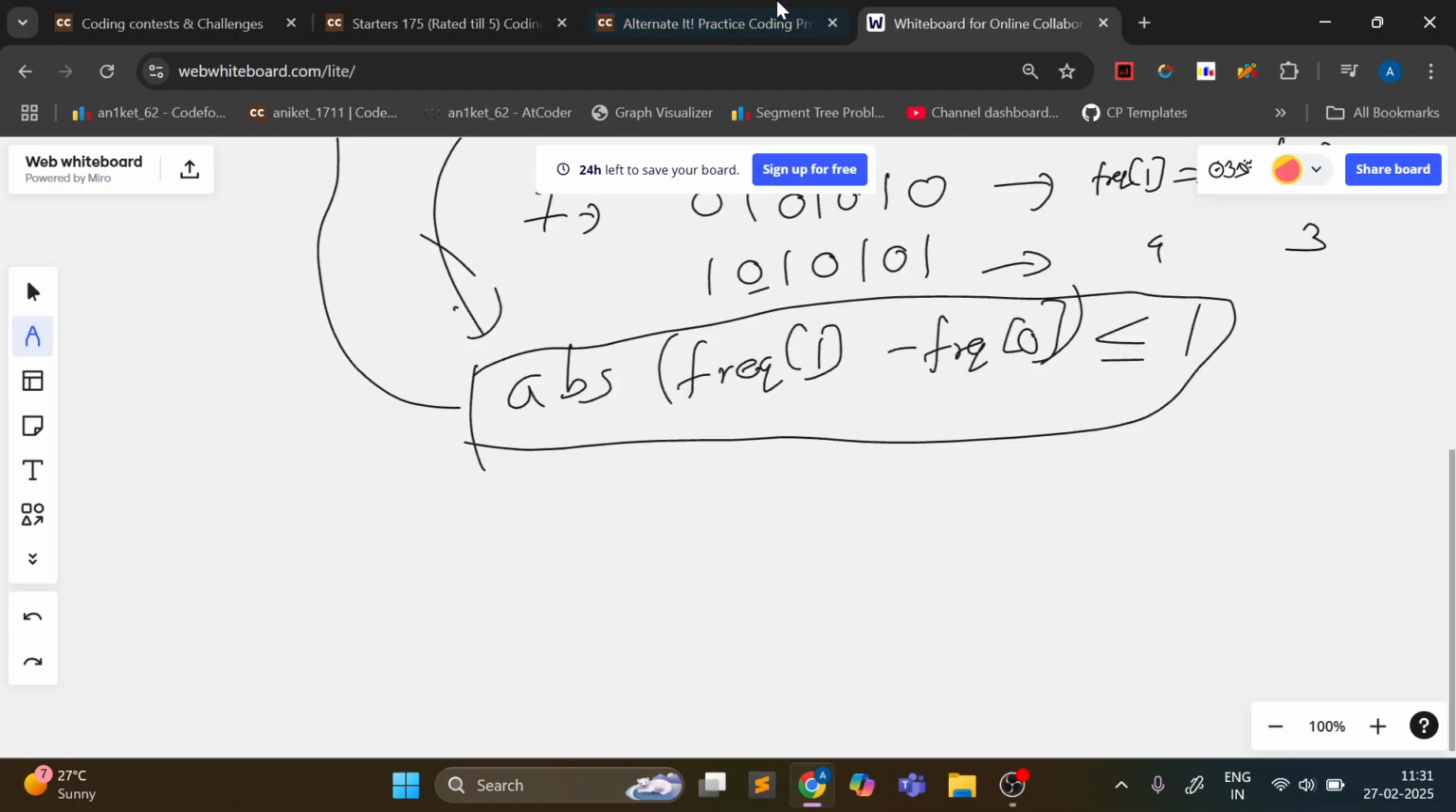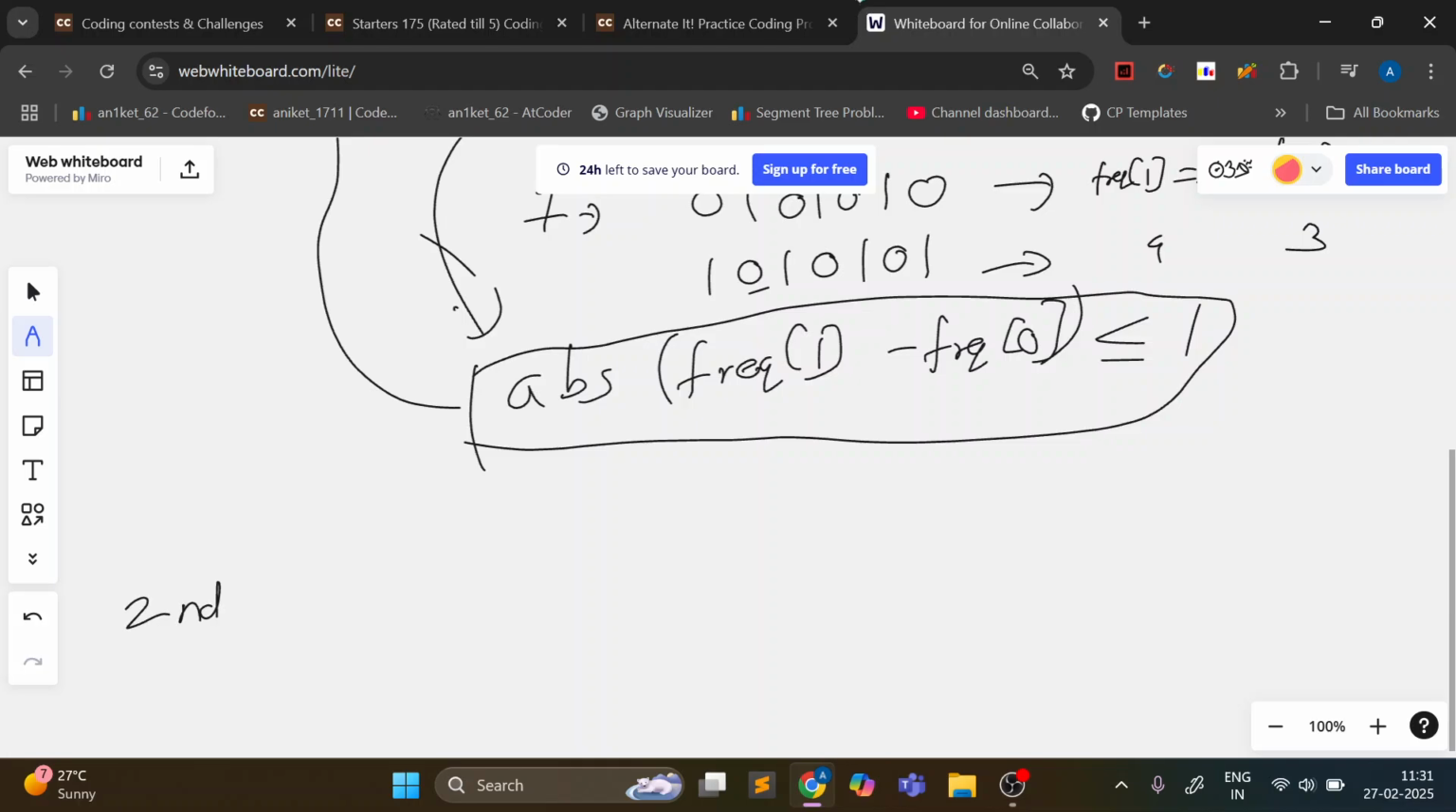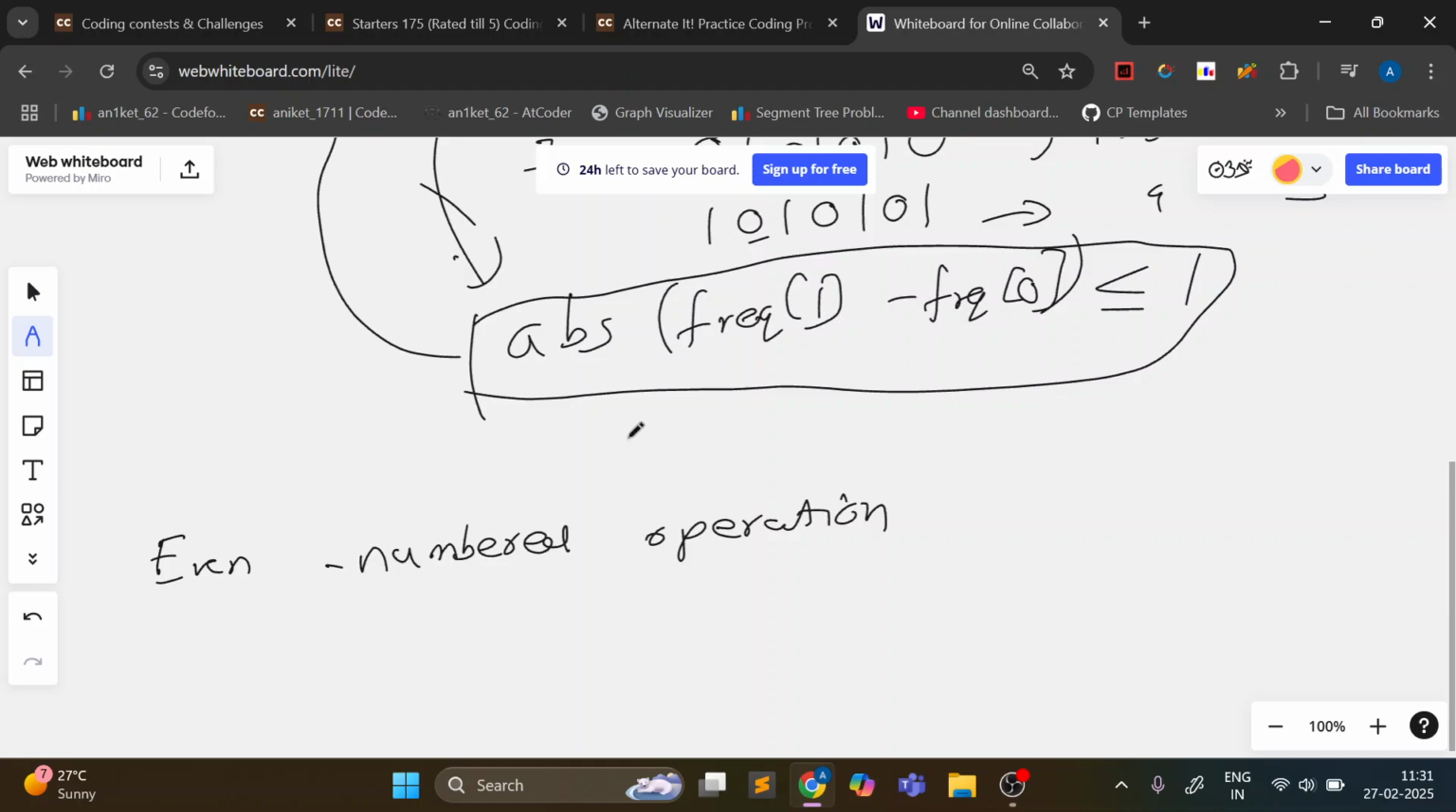Now if the frequency is not according to our requirement, in which operation can we make it equal? In the second operation, the even numbered operation, we can satisfy the frequency problem. Once we solve the frequency problem, we just need to reshuffle it according to our requirement. So we perform one even numbered operation and, if required, the later operation, that is to shuffle the characters.